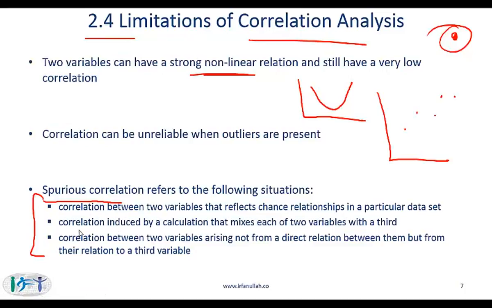The other scenario is you might have correlation induced by a calculation that mixes each of two variables with a third. And finally, correlation between two variables arising not from a direct relationship between them, but from their relation to a third variable. There is more detail on this in the curriculum. For now, what I'd say is from a MCQ perspective, as long as you learn these points, you'll be in good shape.